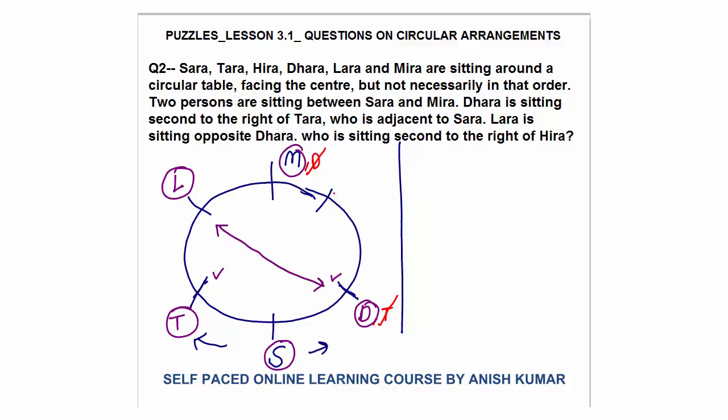Now only one person is left. That is Sarah, Tara, Hira. So this will be H. So H will come here. Now what the question is saying: who is sitting second to the right of Hira? This is the position of Hira. Second to the right of Hira, on this right side, is Lara. So Lara will be our answer.